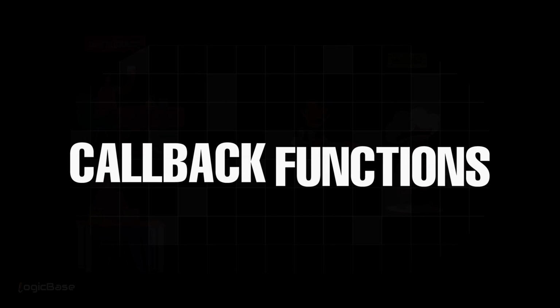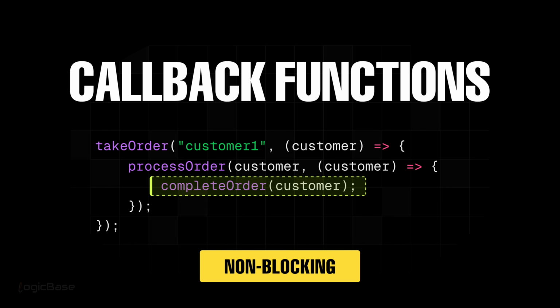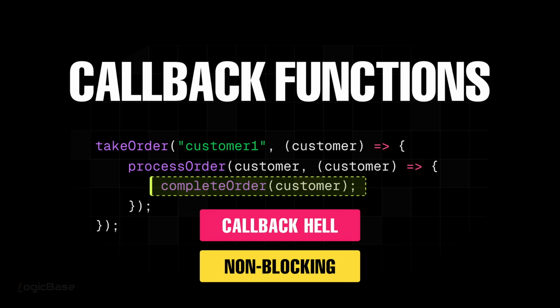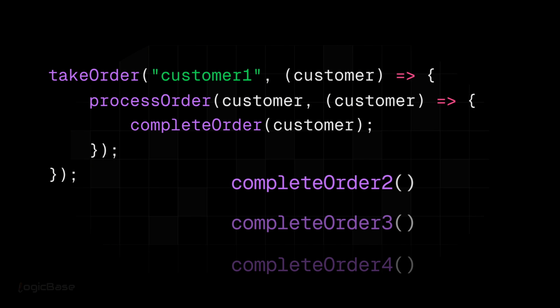In code, we handle this using callback functions. By passing a function into another function, we can ensure that complete order only runs after process order is done. This works and it's non-blocking, but it leads to a problem called callback hell. As you add more tasks like complete order 2, 3, and 4, the code nests deeper and deeper, becoming unreadable.